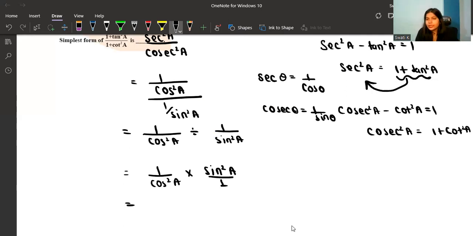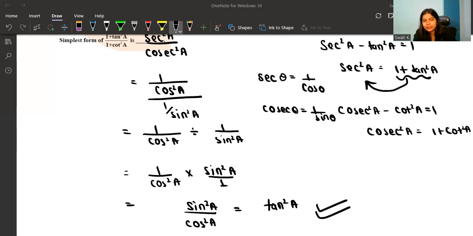Now, what is 1 into sine square A? That is sine square A. What is cos square A into 1? That is cos square A. Now, we know that sine theta upon cos theta is tan theta. So, sine square A upon cos square A will be tan square A. And this is our most simplified form. And that is the answer.